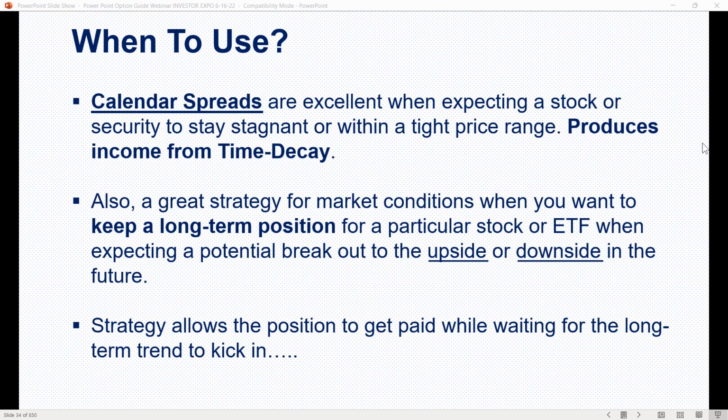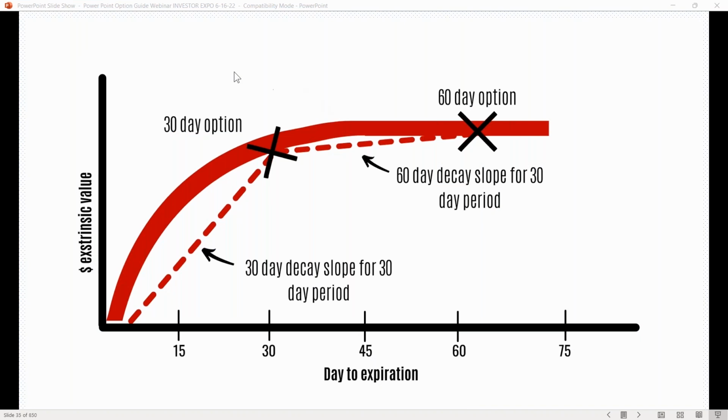It's also really great to use in market conditions where you want to keep a longer term position intact for a particular stock or even ETF, but you're expecting it to eventually break out either up or down in a certain direction. But for the shorter term, it's churning sideways and it's not ready to break, but you think over time it will. So this is a great way to get set up for that. It allows your position to get paid while you wait for that longer term trend to kick in. It's also sometimes called a horizontal spread or timing spread.